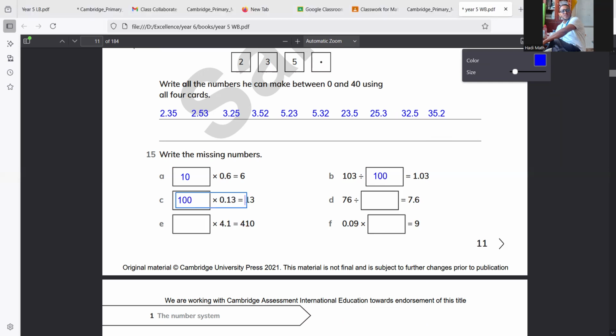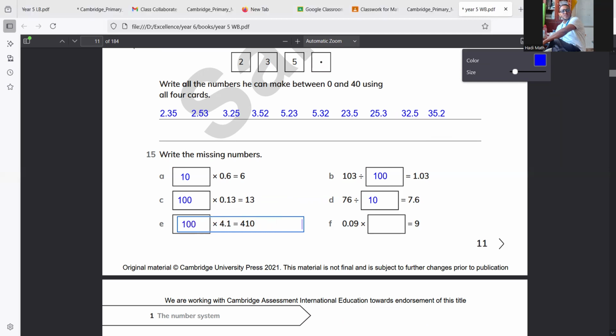Let's see here, this is 76. Divide by a number equals 7.6. We put the decimal point after 1 digit. That means it's 10 because we put it after 1 digit. This number, what is it? It is 4.1. And then you multiply by a number, it becomes 410. What happened? They moved 1 digit and they put 0. That means it's 100.